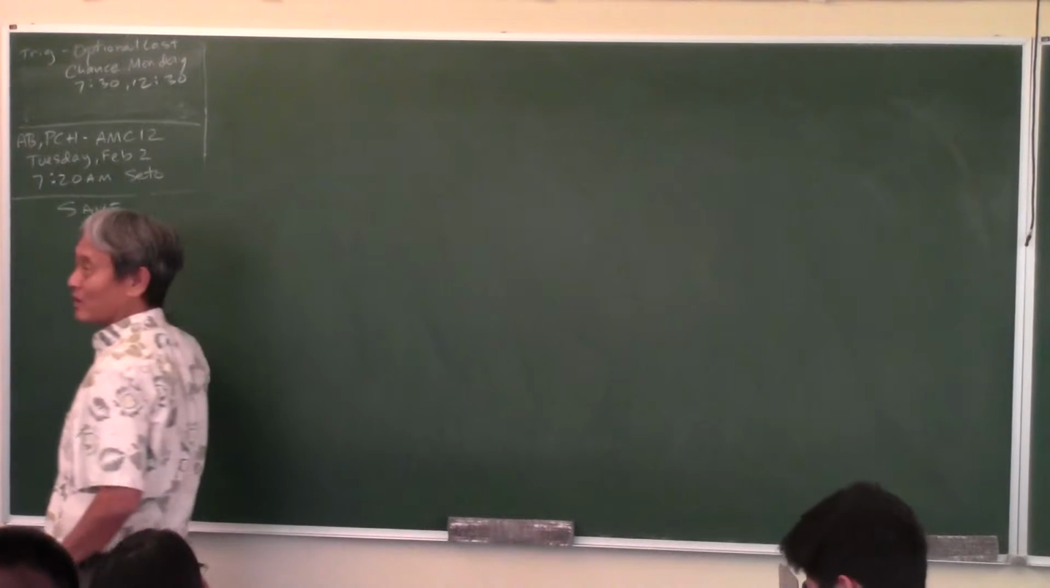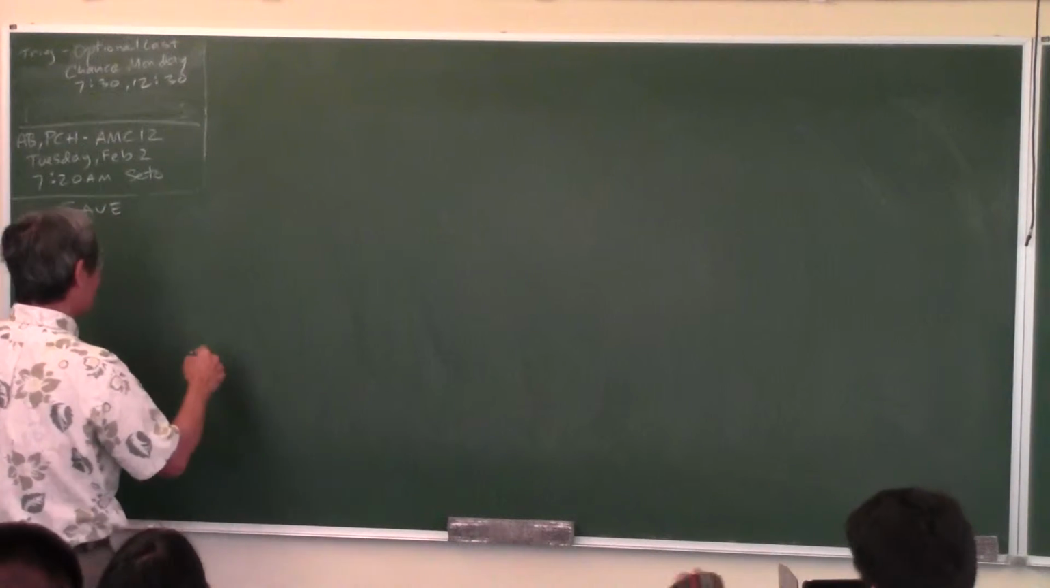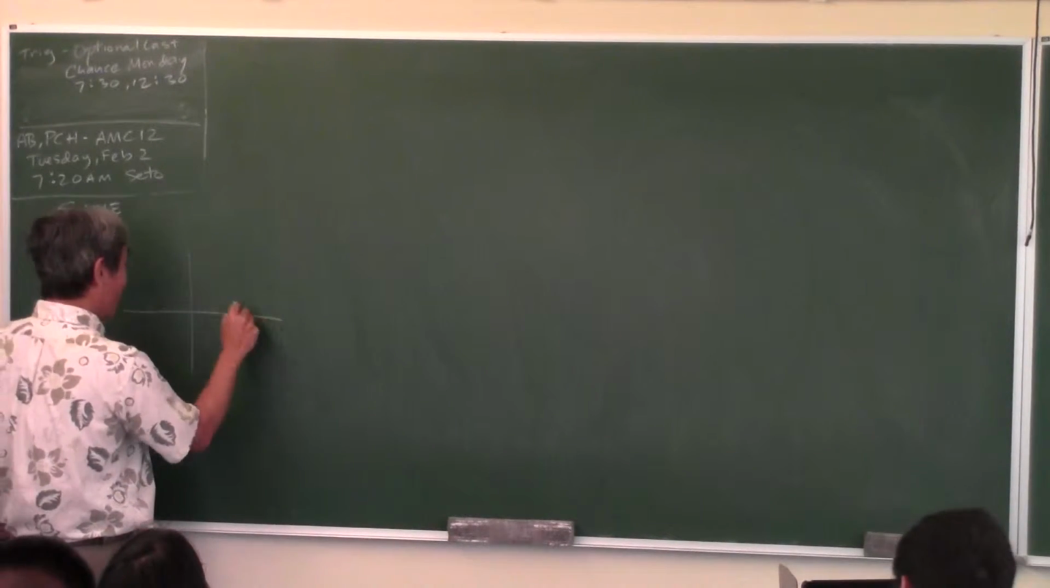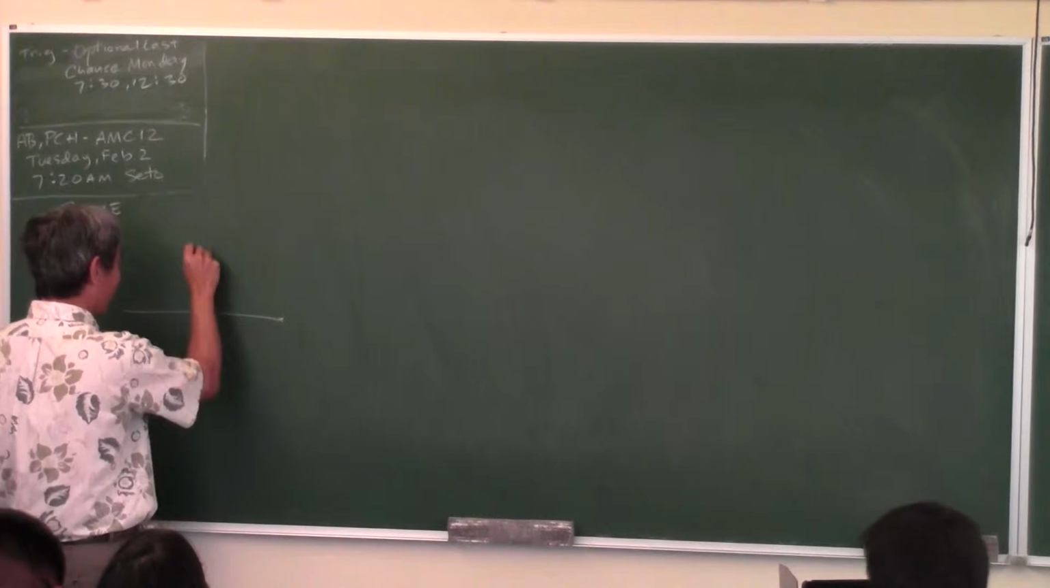Okay, so number 2. Theta is in quadrant 4. So the first thing you should do is draw it in quadrant 4, like right here.